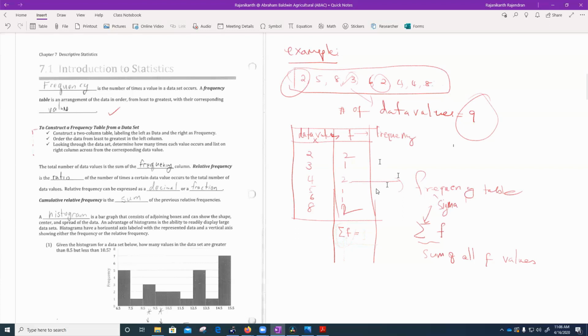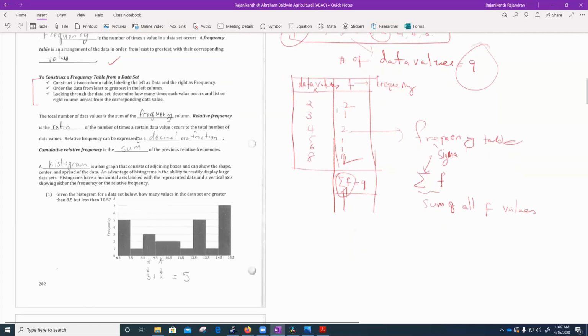Okay. So now this is the guide you have. To construct a frequency table from the given data set, you need to follow this guide. Construct a two column table like I did here, right? The first takes the data values, and the second one is frequency. Order the data from the least to the greatest in the left column. So in this column, you have to write the data values in increasing order. Looking through the data set, determine how many times each value occurs and list them like this. So this is called the frequency table.